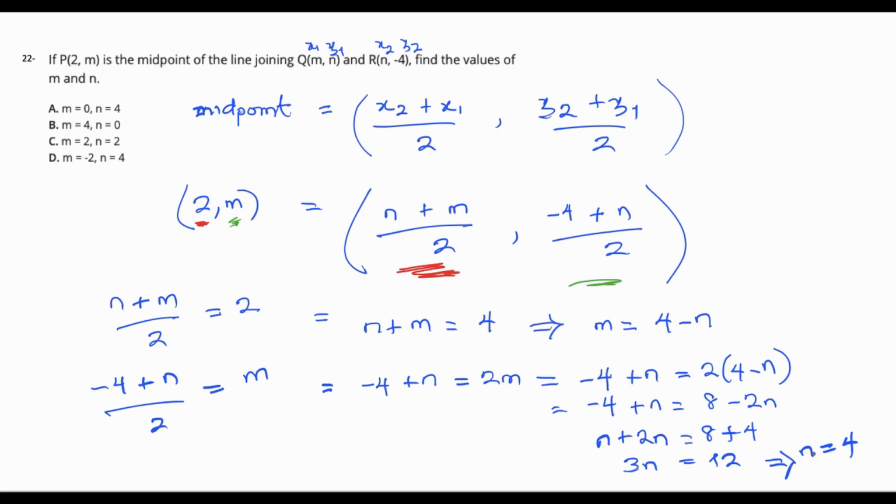Now that we have the value of n, all we have to do is substitute it into this equation. So n equals 4, that's 4 plus m equals 4. That means m equals 4 minus 4, and that's 0. So we have that m is equal to 0 and n is equal to 4. So the answer that corresponds to that here is A.